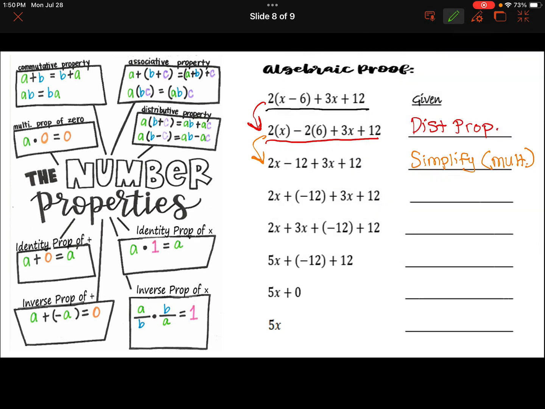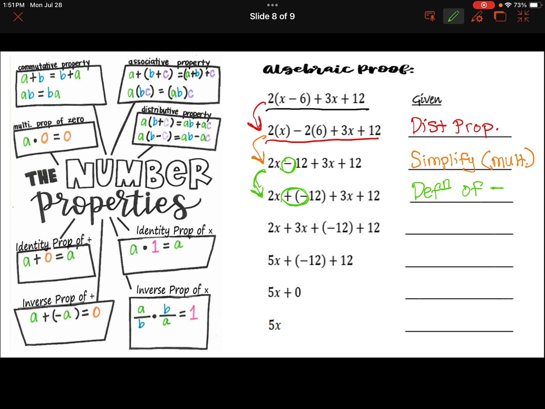Okay, now you're going to say, well, going from here to here, what did they do? The only thing I notice is they changed a minus sign to adding the opposite. And that is technically the definition of subtraction. By definition, subtraction is to add the opposite.